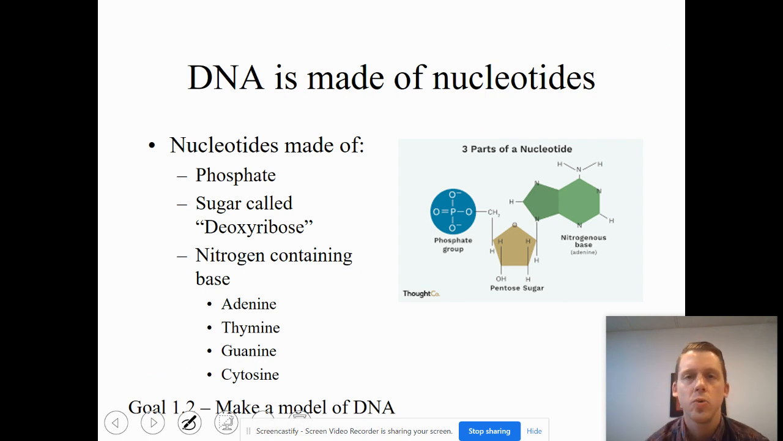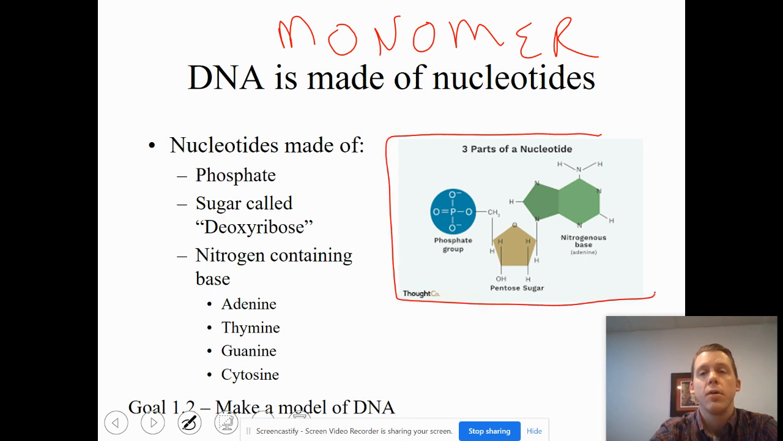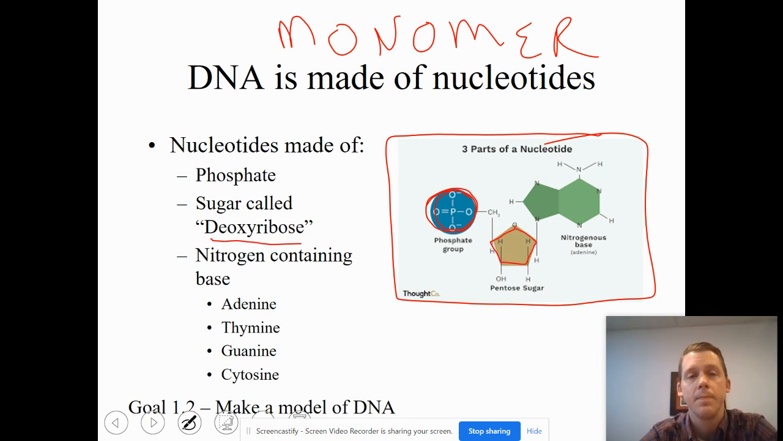So what exactly is a nucleotide? Remember, a nucleotide is the DNA monomer. A nucleotide looks like the picture on the right. The nucleotide is made up of a phosphate. Here is the phosphate. It's usually a circle. And then it's made up of a pentagon, a sugar. This sugar is called deoxyribose. You need to know that. And then there is a nitrogen-containing base. That is this thing here, connected to the sugar, the deoxyribose.